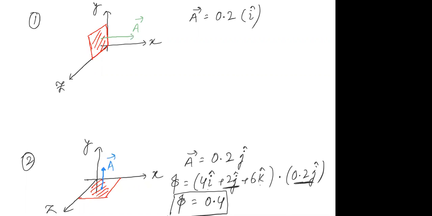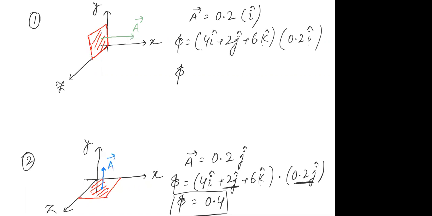Okay, so now write the flux again. The flux value is 4 I cap plus 2 J cap plus 6 K cap dot 0.2 I cap. Undoubtedly K dot I will be 0, J dot I will be 0, so flux will be equal to 0.8. Am I correct? Yes, sir. Okay, note this fast so that we can proceed.